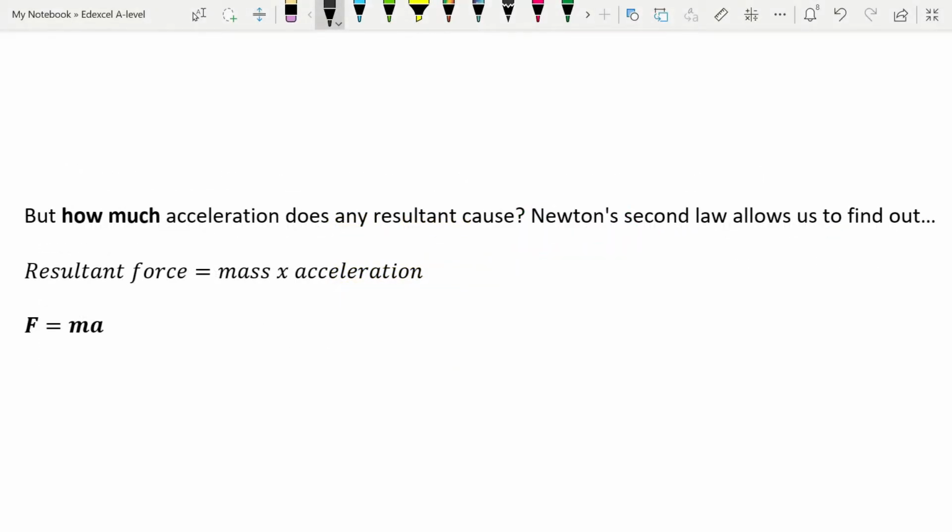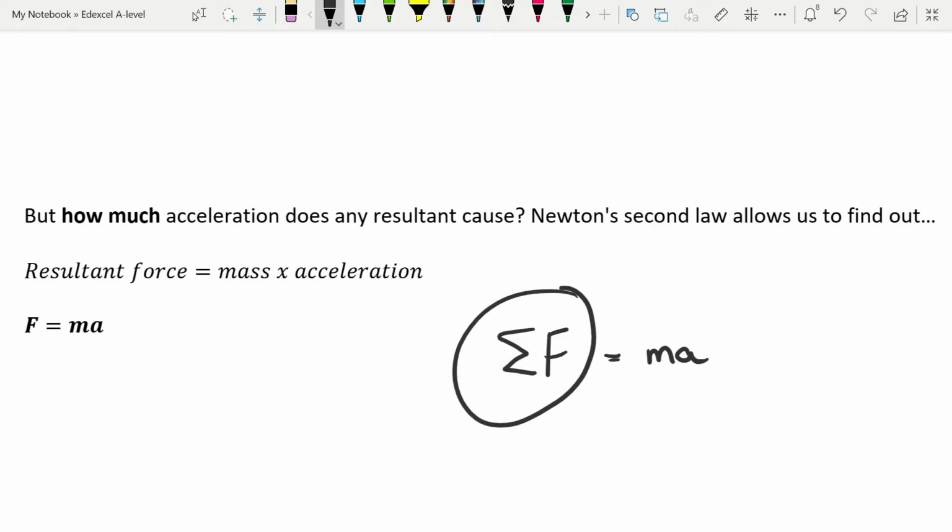What about if you do have an acceleration? This is what Newton's second law does for us. If you do have an acceleration, you do have a resultant force, how much acceleration do you get? And this is written in our specification as the sum of F. In other words, the resultant force F is equal to ma. And that's quite important, because a lot of people forget that the F in F equals ma is the resultant force.